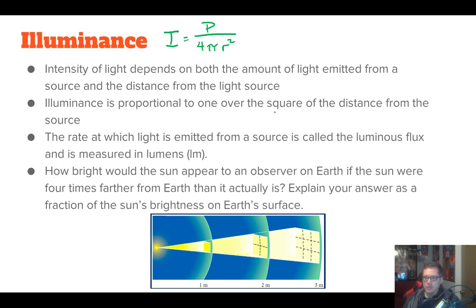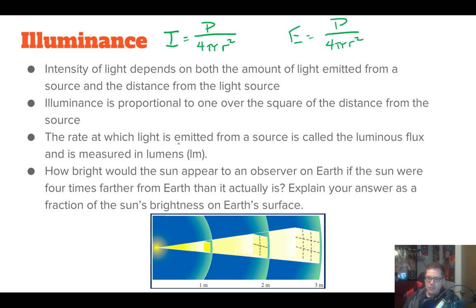We use an E for illuminance, and it's simply the same idea, power over 4 pi r squared. So the farther you get away, the less illuminated it gets, and that makes sense. Like if I'm at my neighbor's house, in their living room the light would be super bright, but if I go 3 blocks down, the light will not be nearly as bright because I'm a lot farther away from the source. So essentially illuminance is proportional to 1 over the square of the distance.